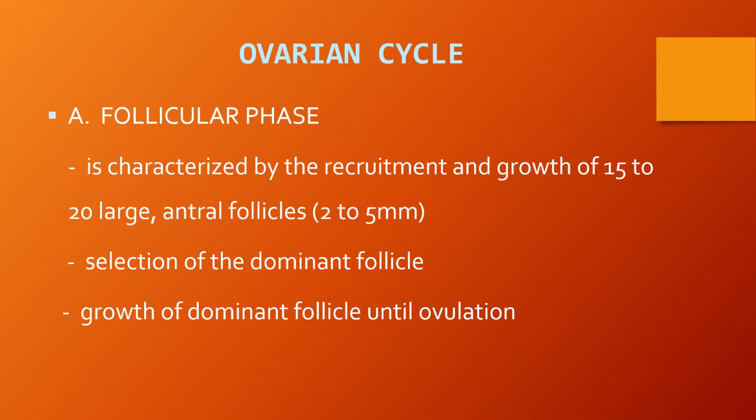So let's talk about the ovarian cycle. We have several phases. First is your follicular phase. It is characterized by the recruitment and growth of 15 to 20 large antral follicles, as you may recall from the earlier slides. Out of this 15 to 20, a dominant follicle will be selected, and that dominant follicle will grow until ovulation.